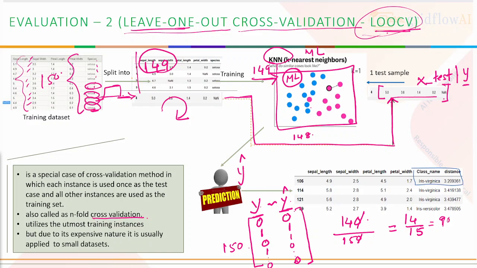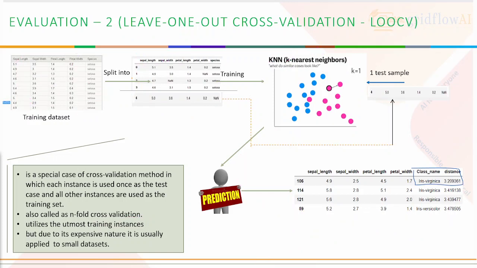Now the problem with this method is that it is very time taking. Let's say if you have 50,000 samples in the training set, you will build the model 50,000 times, and the prediction is also 50,000 times. All right, so this is going to be computationally very heavy. Let's look at the next one.